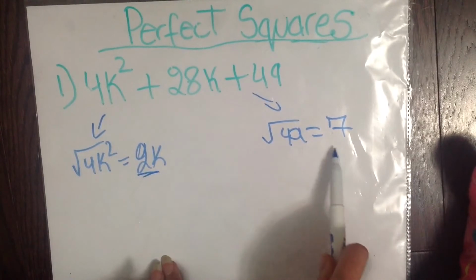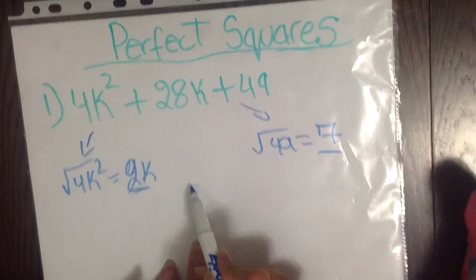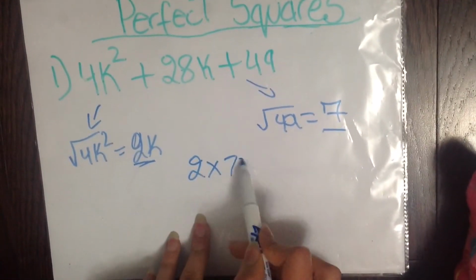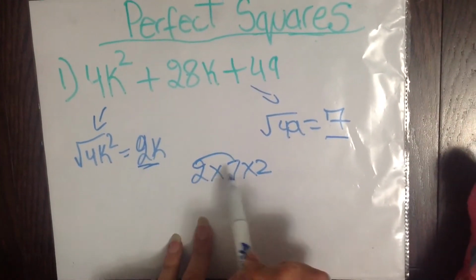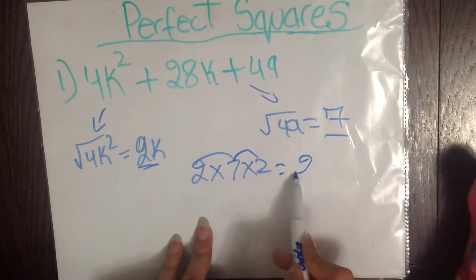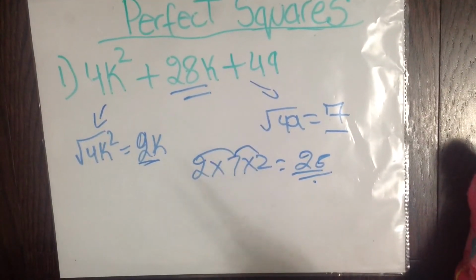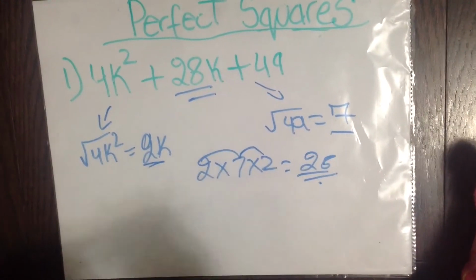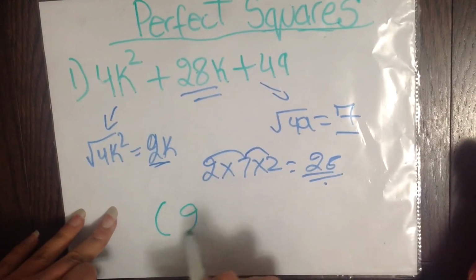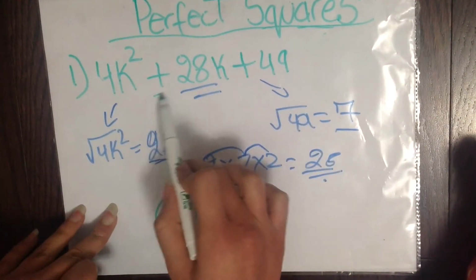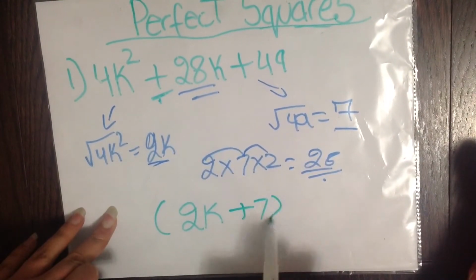So now that you have your two numbers, which are 2k and 7, what you want to do is multiply those two by 2. So you would do 2k times 7 times 2. And if this number gives you your middle term, you know that this equation is a perfect square. And as you can see, this gives you 28k, which means that this equation is a perfect square. So how you write this is, you just put one bracket 2k, and since the middle sign is a plus, you just put plus 7 squared.